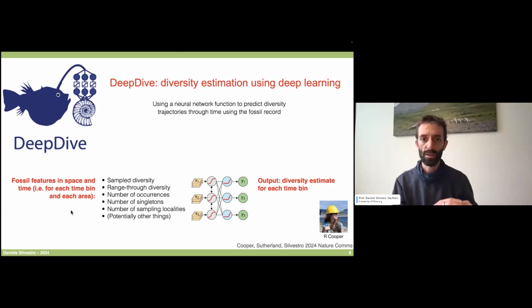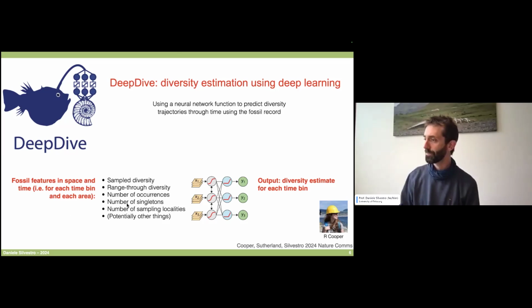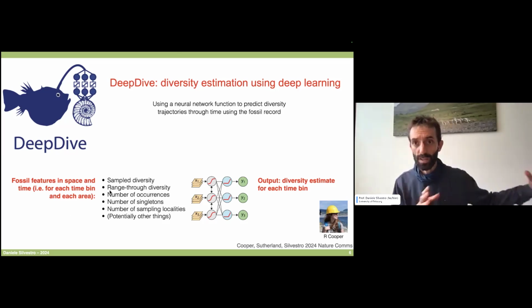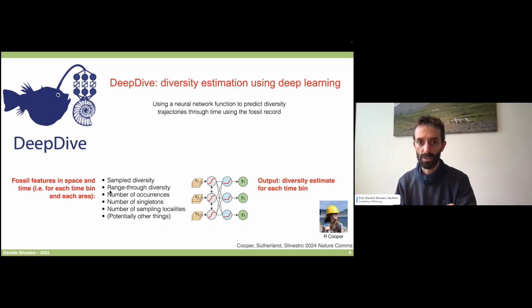So if we have fossils, if we're aiming to estimate the diversity trajectory of a globally distributed clade, we can calculate these numbers for each time bin in each area independently and individually. The idea is that we can then feed all these numbers, which we wouldn't necessarily know how to directly link to a diversity prediction, into a deep learning model, a deep neural network. The output of this neural network will be an estimation of diversity at each time bin, the global diversity of the clade at each time bin.